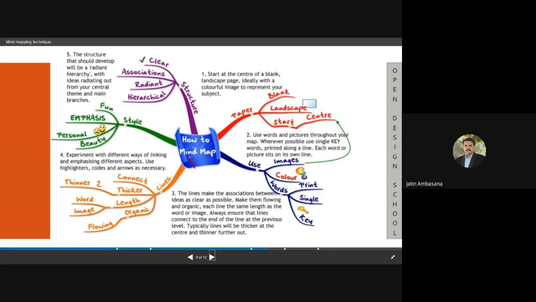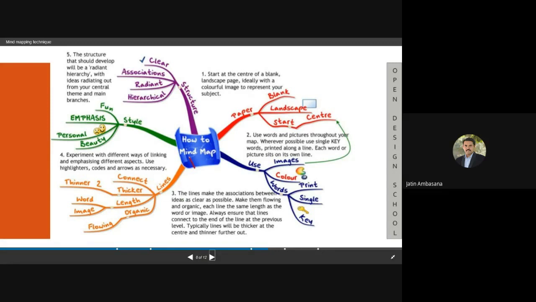You see, typically lines will be thicker at the center and thinner further out. That's what we say. So you see, this much part is a thicker branch, then somewhat thinner, and then at the end these are very thin. You can see the branches go on becoming very thin. You see that? Yes. So the third part is this, lines.